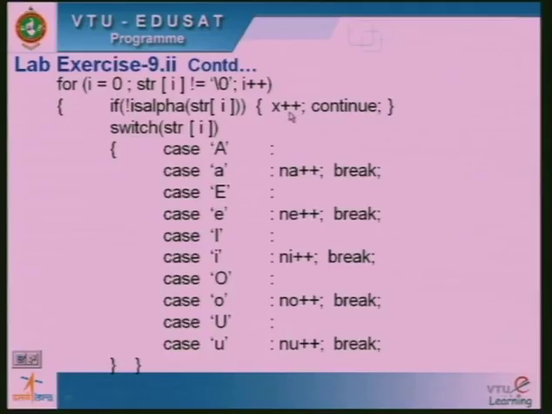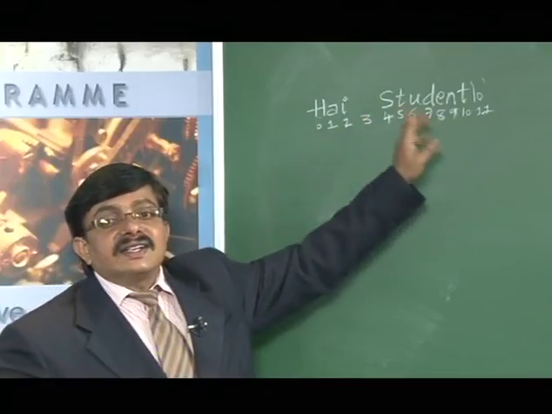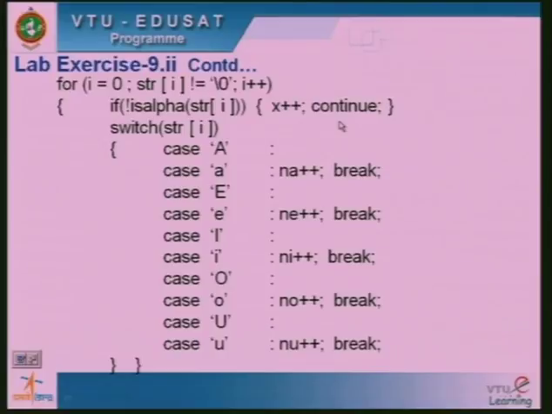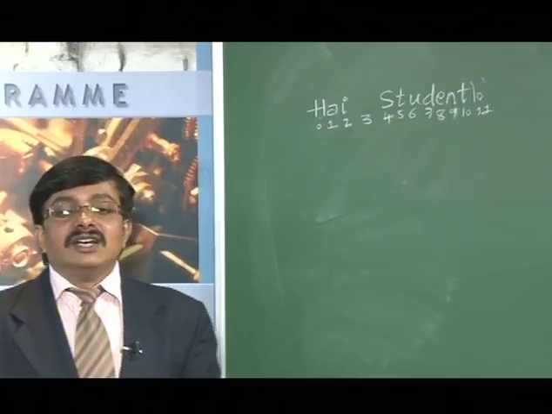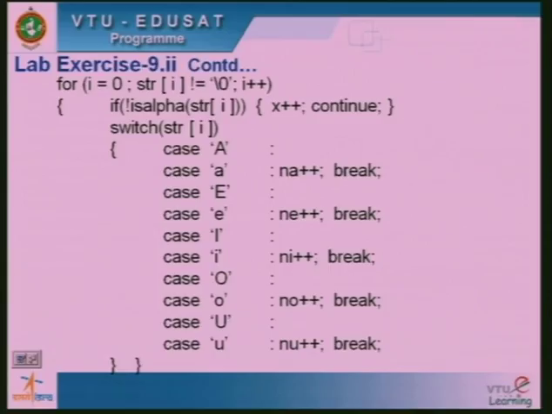X plus plus: this is an extra character in the sentence, I increment that and then continue, which means I no need to check whether it is a vowel or not. I need not perform this redundant operation now, because when it is not an alphabet, there is no question of asking whether it is a vowel. So, I do not need to execute this. What I do now is I go with the statement continue.